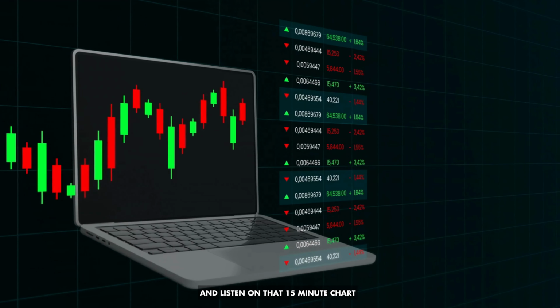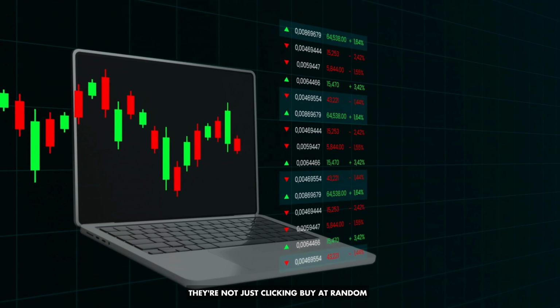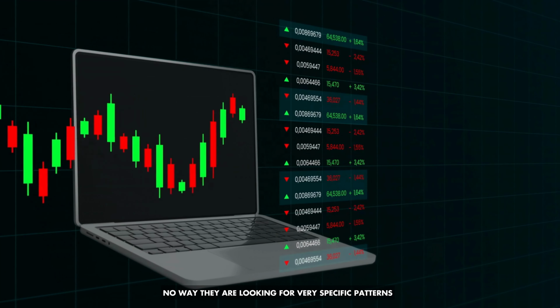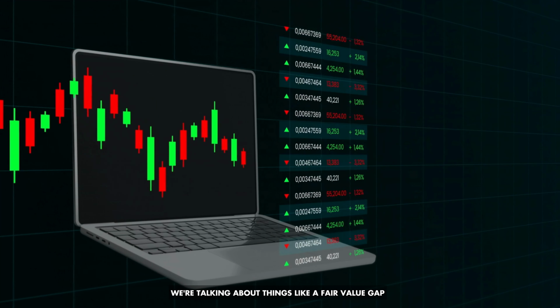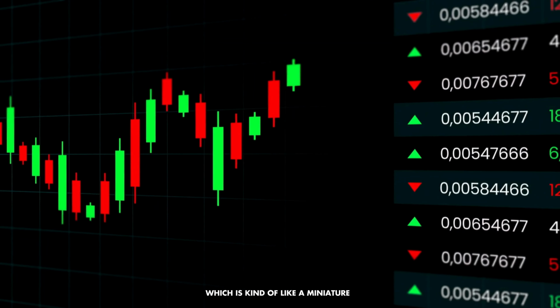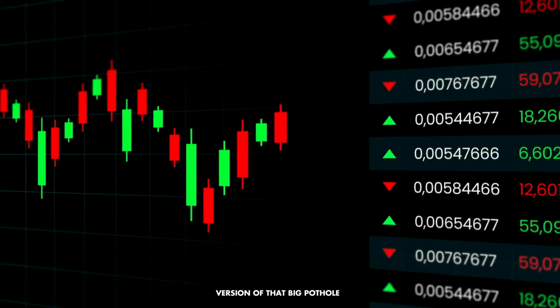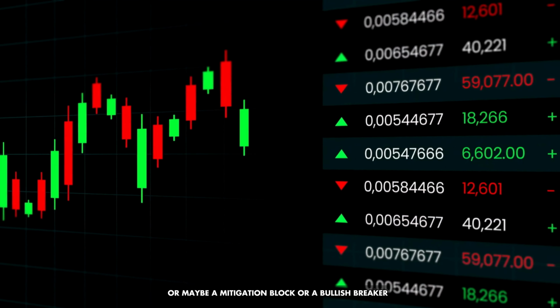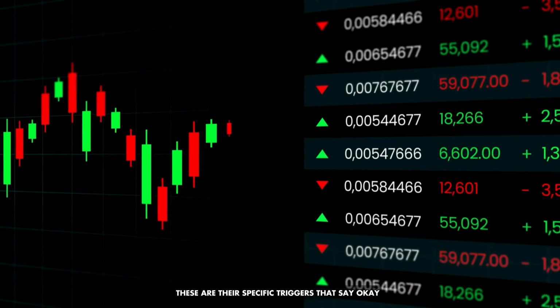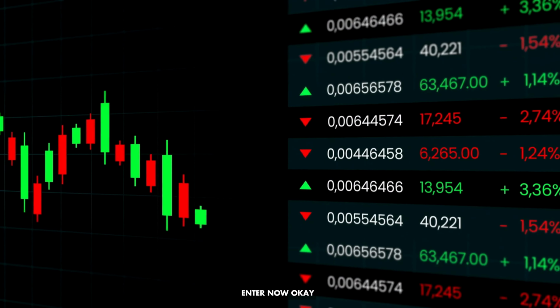And listen, on that 15-minute chart, they're not just clicking buy at random, no way. They are looking for very specific patterns to give them the green light. We're talking about things like a fair value gap, which is kind of like a miniature version of that big pothole we saw earlier, or maybe a mitigation block, or a bullish breaker. These are their specific triggers that say, okay, enter now.